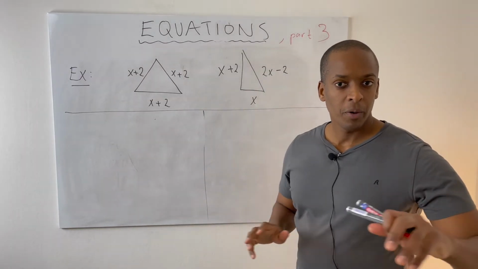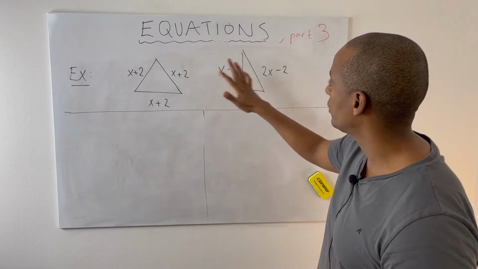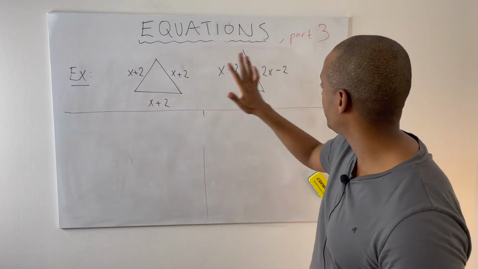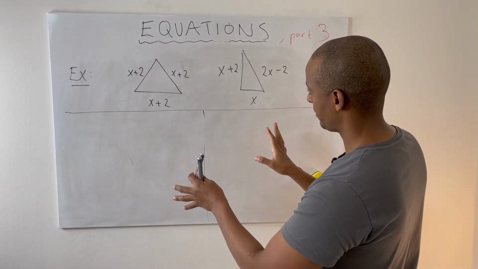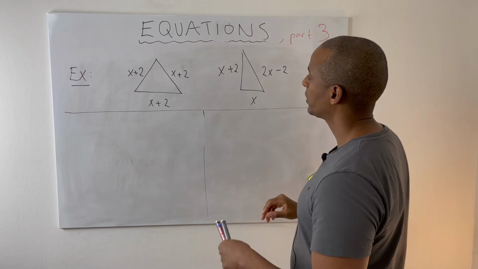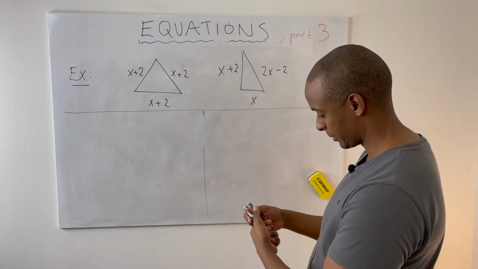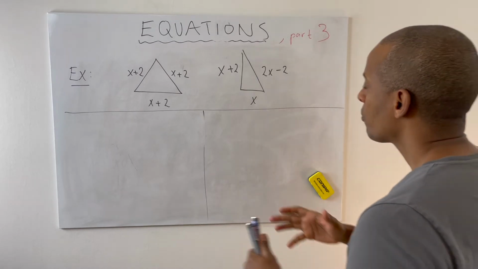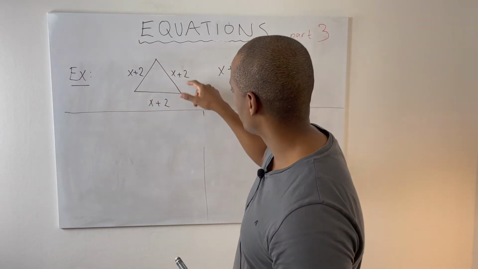So guys, part 3, this is the final example. Here we have 2 triangles, and we know that the perimeter is the same on each triangle. So now the problem is, what's the value of x? Solve for x. So what we're going to do is add these sides together, right?